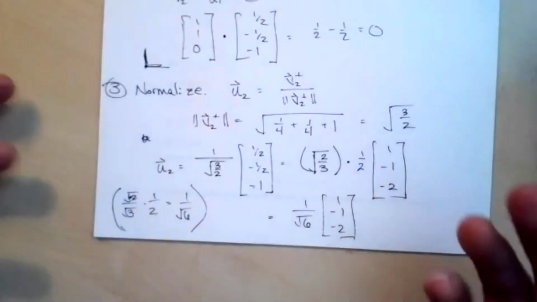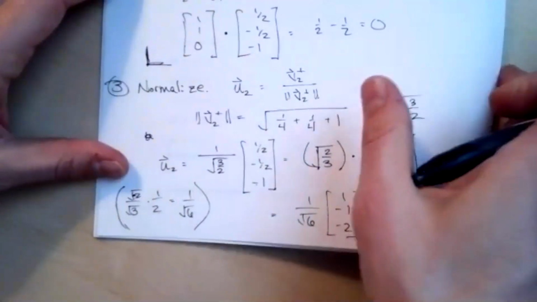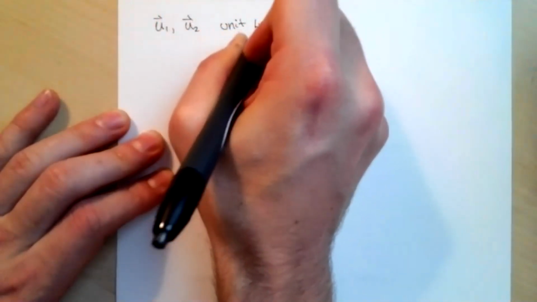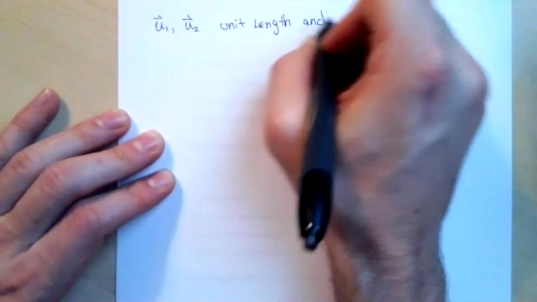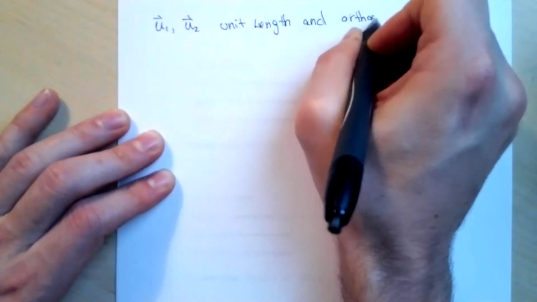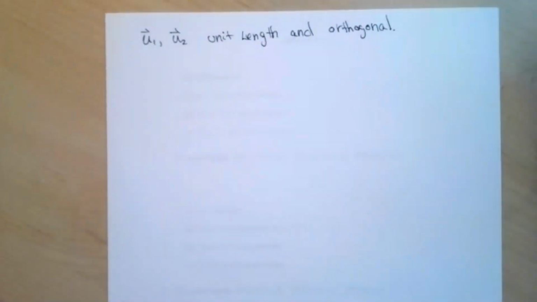Okay, so what have we created now? We've created two vectors, u1 and u2, that are both unit lengths and orthogonal. So what do we do for the next step? Well, this is where it actually gets tricky.